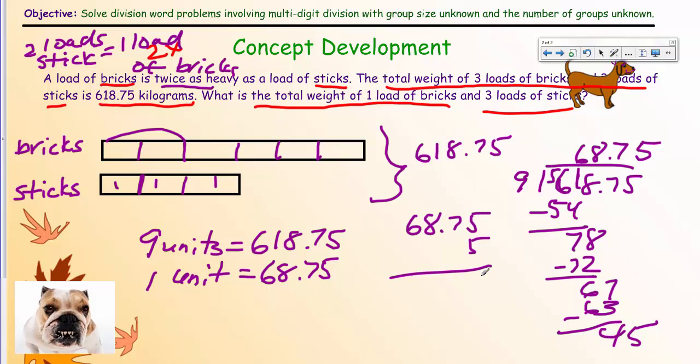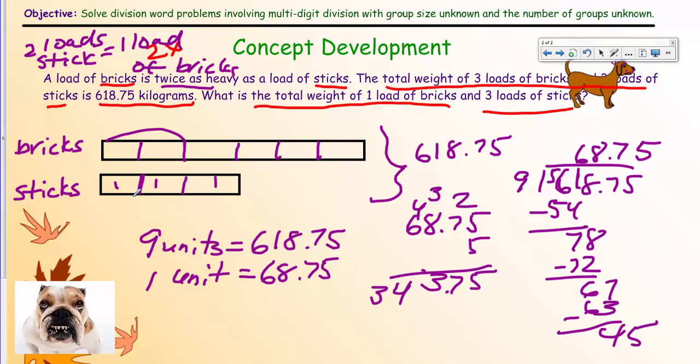68.75 times 5. 5 carry the 2, 35, that's 37. 3, 43. Now we have 30, 34. And now we have 2 decimal places. So it's going to be 343.75. And this is based on the information that we have here, trying to set it up as a unit.